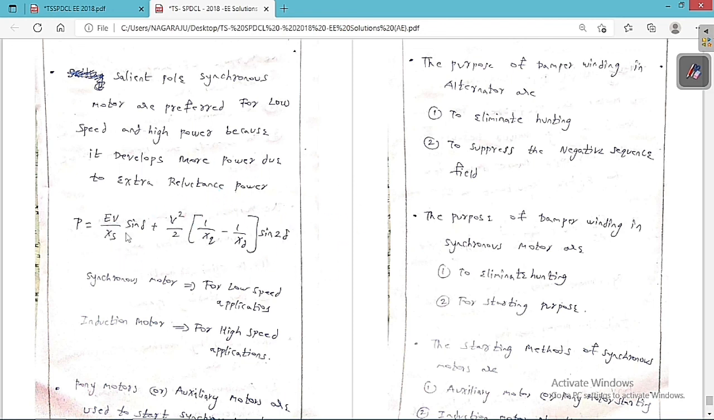So P is equal to E V by Xd into sin delta plus V square by 2 into (1 by Xq minus 1 by Xd) into sin 2 delta. I already told you Xd is always greater than Xq. Because of this reason, 1 by Xq is always greater than 1 by Xd. So because of this extra factor, the overall power is very high for synchronous motors. I already told you synchronous motors are used for low speed applications, whereas induction motors are used for high speed applications. Because of this reason only, induction motors are more popular than the synchronous motor.